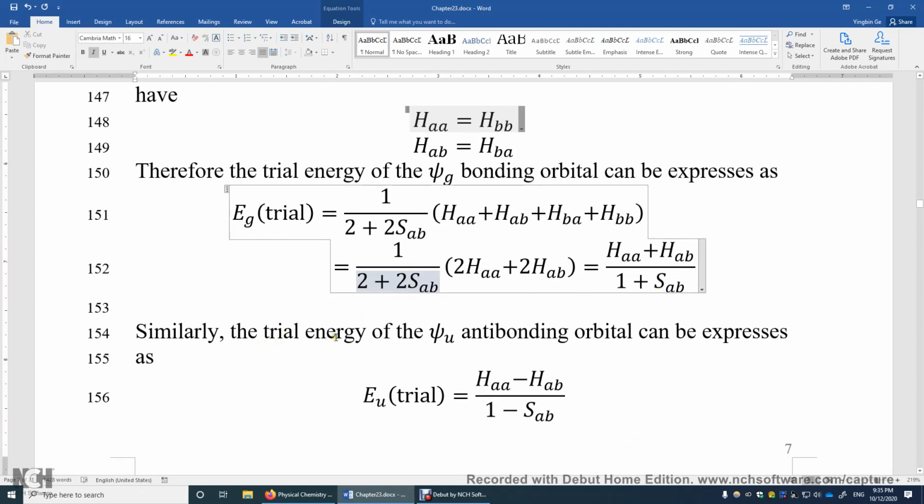Similarly, the trial energy of psi u antibonding orbital is HAA minus HAB divided by 1 minus SAB. So you replace this plus sign with a negative sign, this plus sign with a negative sign.